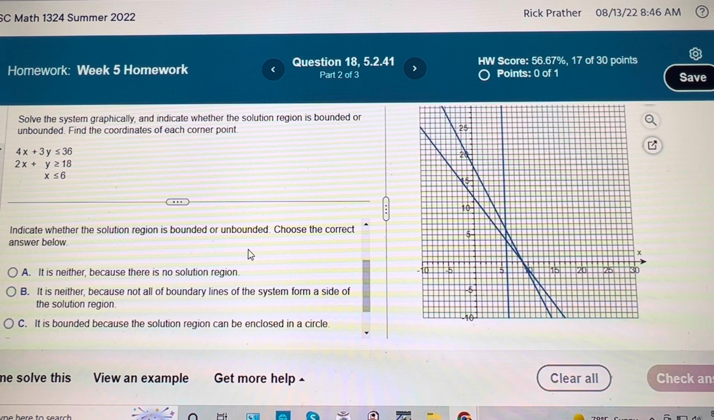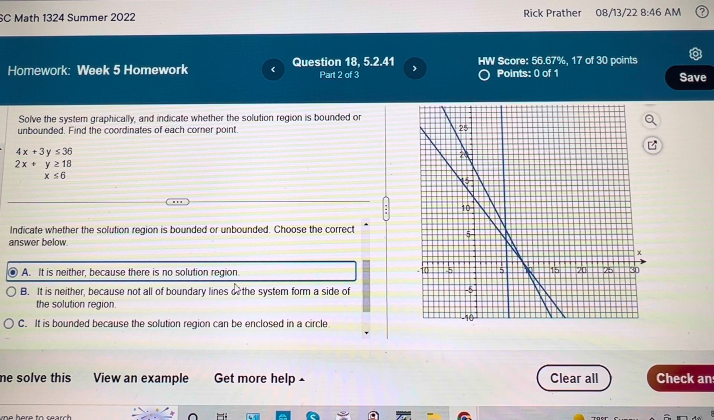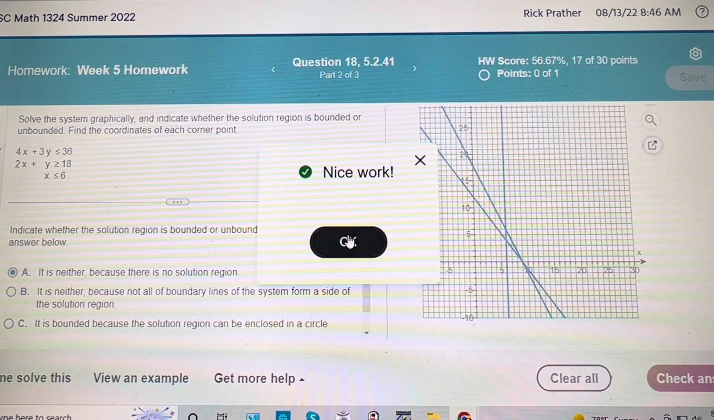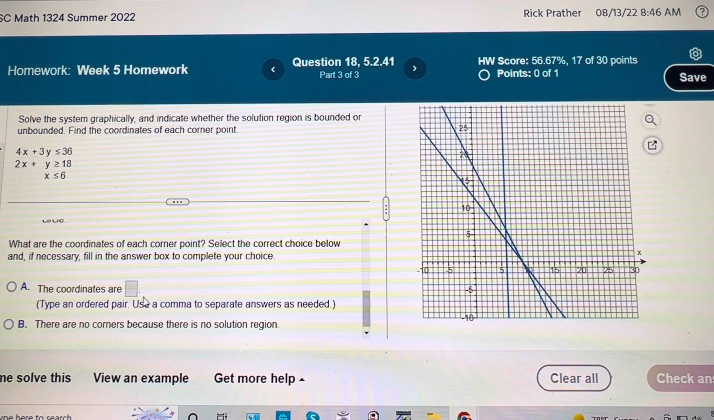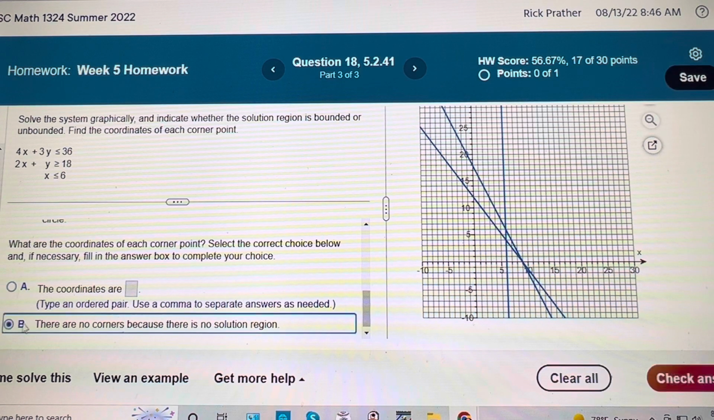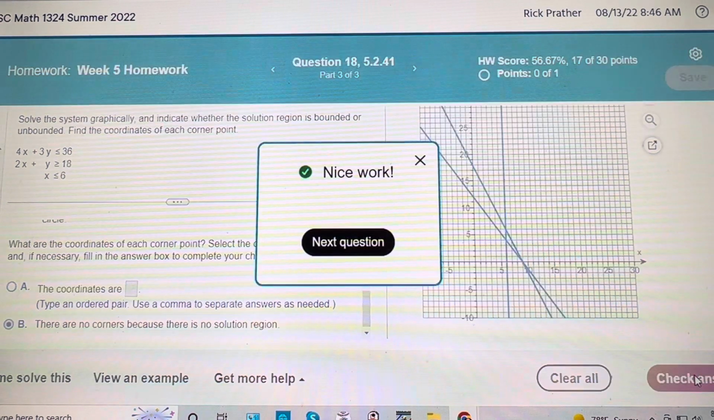is it bounded or unbounded? It's neither, because there's really no solution. It can't be bounded or unbounded unless you have something that you shaded. So that one was really a special case. There are no corner points because we don't have a solution to look at.